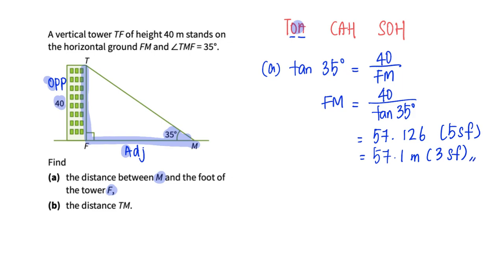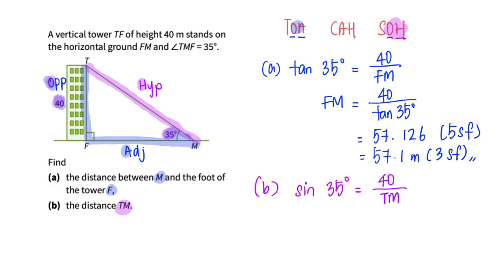As for my second part, find the distance TM. Again, tapping on 35 degrees, now my TM is the hypotenuse. And with 40 again, O and H. So for part B, I'm going to tap on my sine ratio this time round, where O, which is 40, is divided by my H, which is TM, the length or distance that we are required to find.